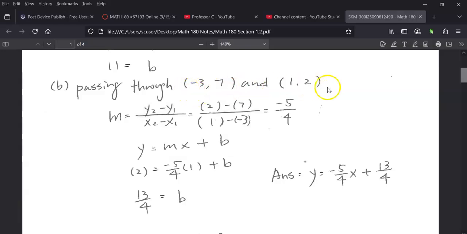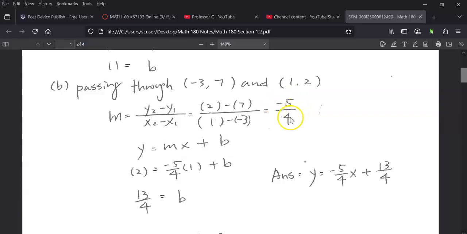Now, the second scenario is a similar situation, except they didn't give you the slope. They give you 2 points. So basically, they want you to write the equation of a line given 2 points. Well, then again, we need to find m, we need to find b. So to find slope, we use the formula y2 minus y1 over x2 minus x1, rise over run. So we input our y2, which is this 2 right here, minus y1, which is 7, and on the bottom, the denominator, we take the 1, which is x2, minus -3, which is x1. When we do that, you get -5/4. That's our slope m.